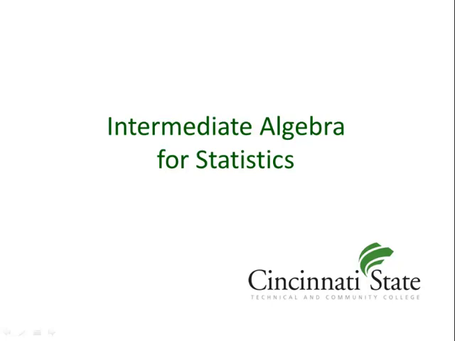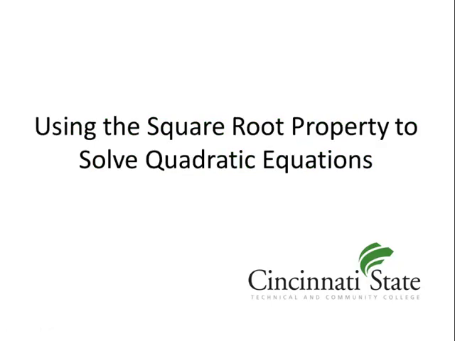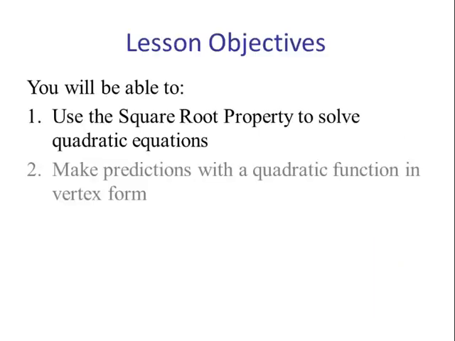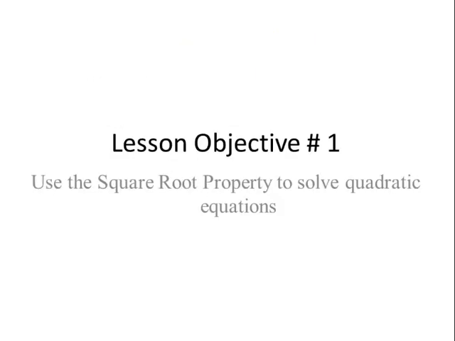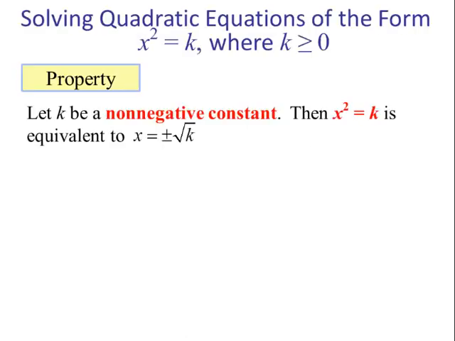Intermediate Algebra for Statistics, using the square root property to solve quadratic equations. Lesson objective: use the square root property to solve quadratic equations. Lesson objective: solving quadratic equations of the form x squared equals k, where k is greater than or equal to 0. Property: let k be a non-negative constant.